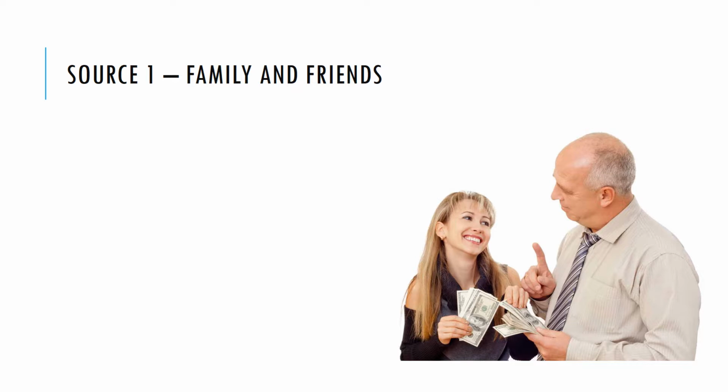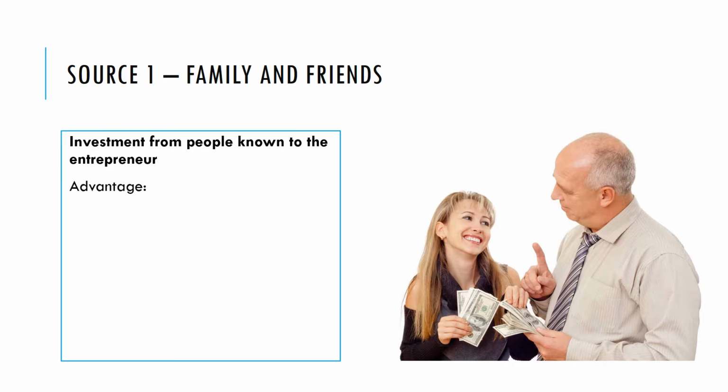Right, let's look at the sources of finance now. The first source might be quite familiar to you, which is family and friends, if you have any. And this involves investment from people known to the entrepreneur. And the advantage of this approach is that the repayment terms and conditions might be quite flexible. You can negotiate, and they're likely to be quite lenient perhaps on when you pay them back.